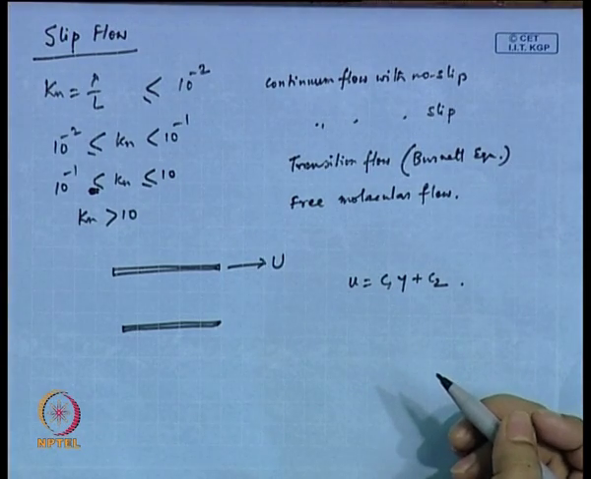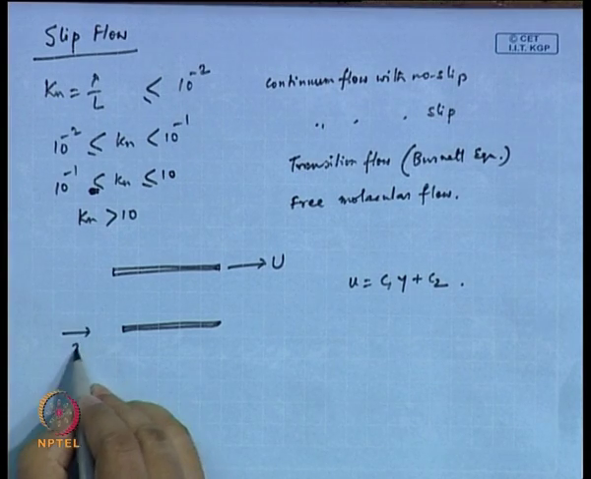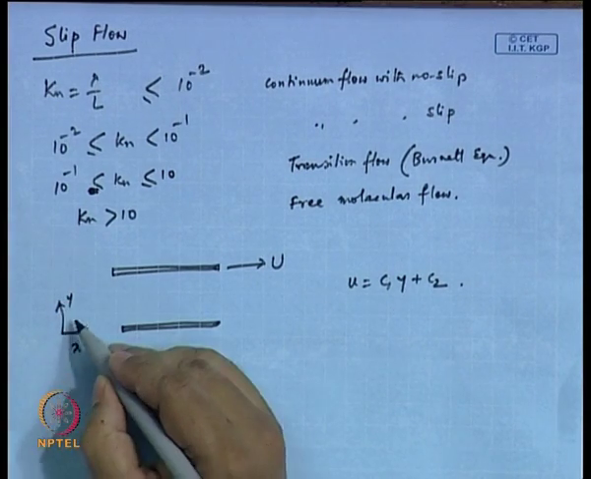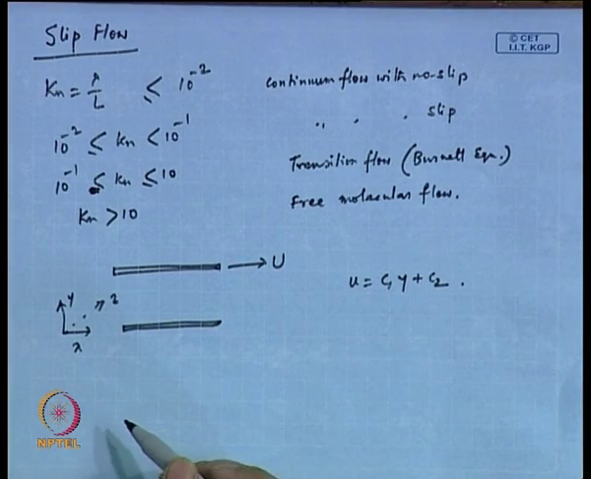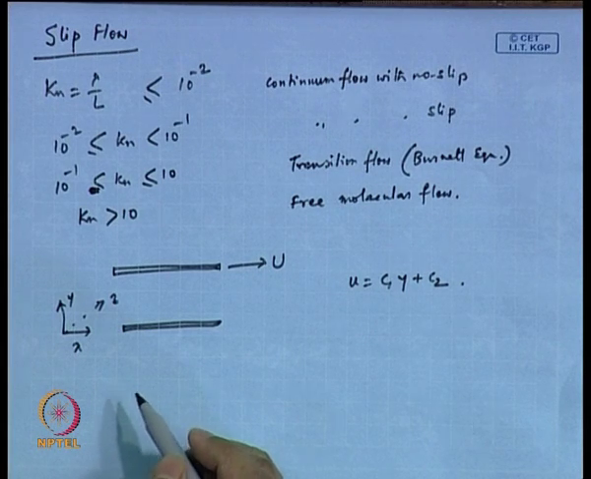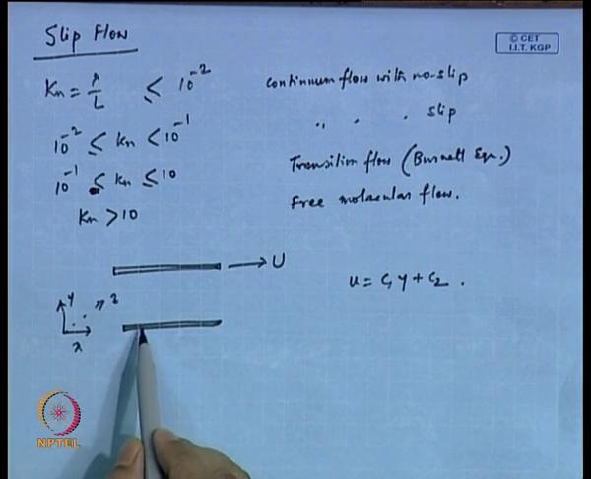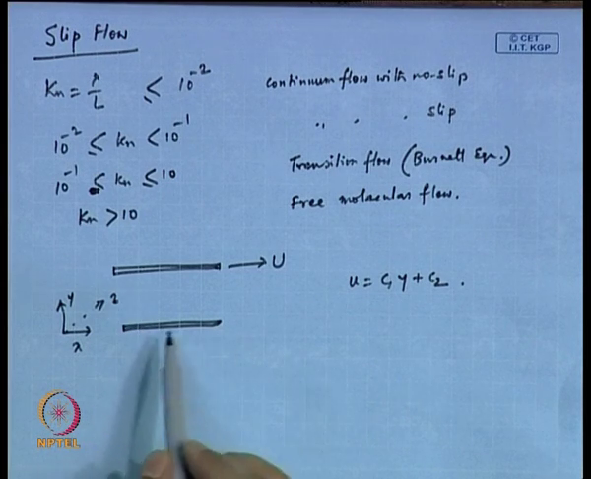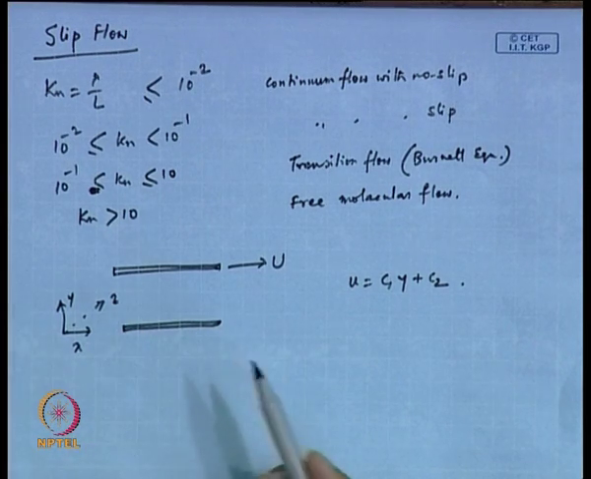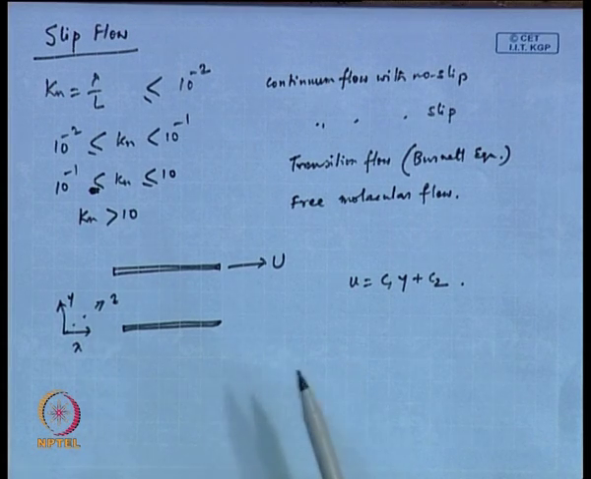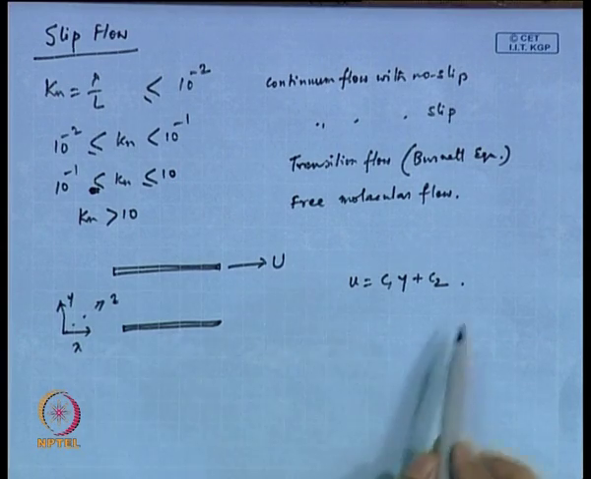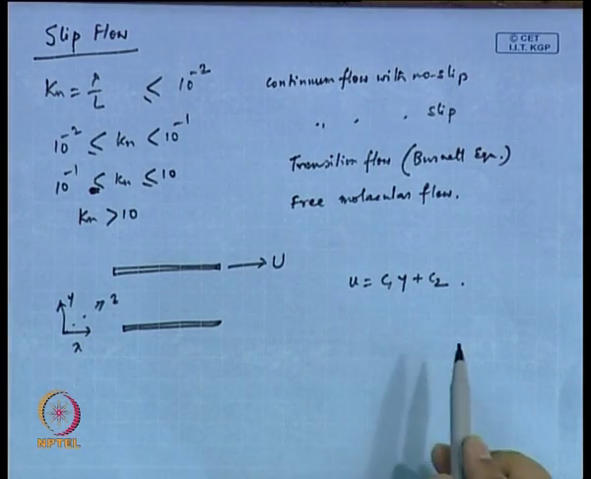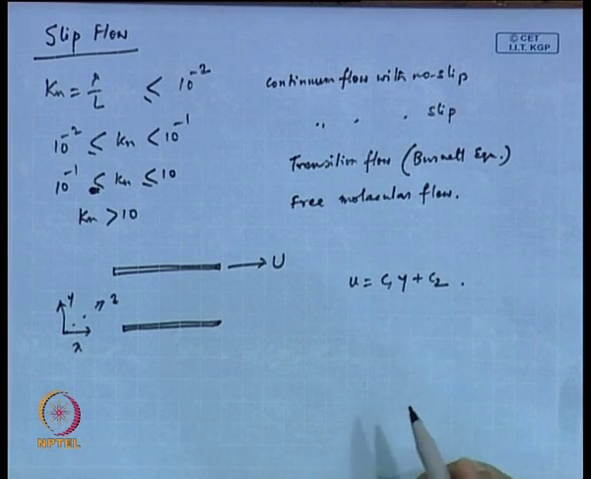We had taken translation invariance of the setup. If this is x, this is y, and perpendicular to the paper is z, then there is translation invariance of the setup along the x and z directions. Only u will vary, and only in the y direction, and there is no pressure gradient present. The only pressure present is hydrostatic pressure, which is cancelled out with gravity. So, with certain assumptions we ended up with this expression, u is equal to C1 y plus C2.